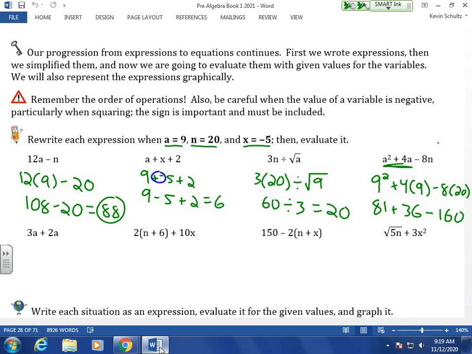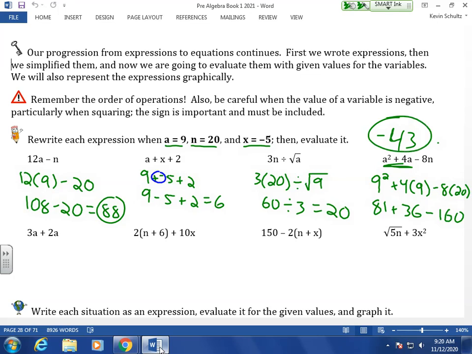So what is that, -45? Is that what folks got? 81 plus 36? No, -43. Does that sound better? I should do my math correctly. -43. 81 plus 36 is 117, and then 117 minus 160, -43. There you go.